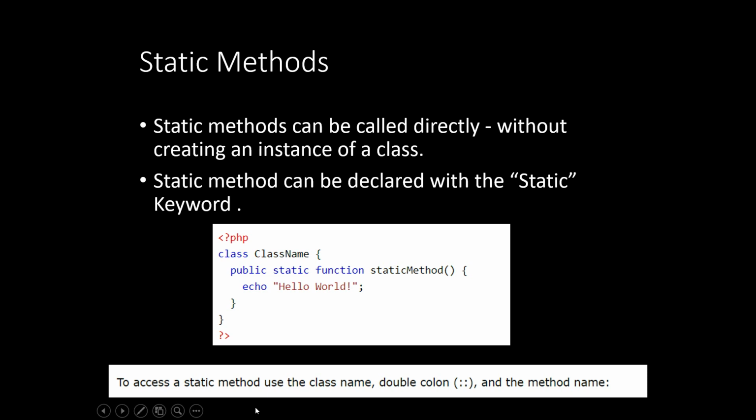To access a static method, use the class name, double colon, and the method name. For example, outside of the class, we can call this static method directly without creating an object of the class. To call this static method, we write the class name, then the double colon sign, that is the scope resolution operator, and then the static method name.